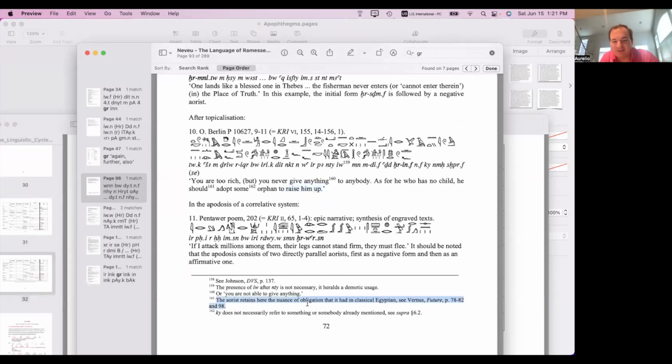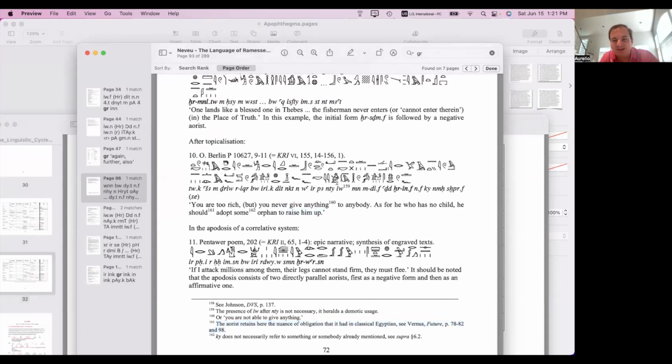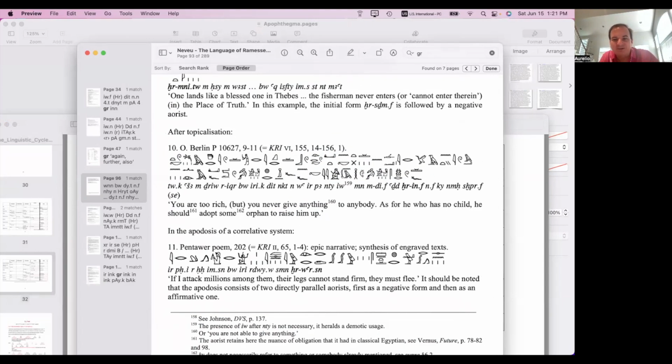Then he claims the Aorist here retains the nuance of obligation it had. Honestly, I haven't looked into this. I'll take it at face value, but I'd love to know what the context is. It's not like one of those wisdom teachings, right? It says royal inscriptions. We'll have to take a look at what that actually was. It's quite a strong recommendation, isn't it? As for he who has no child, he should adopt some orphan to raise him up. So key in this sentence literally means another, but here in the sense of some.